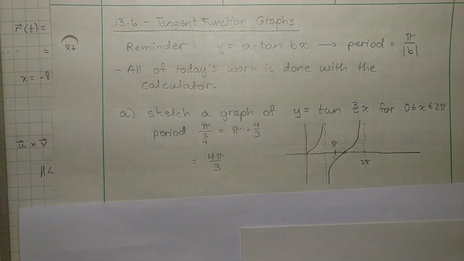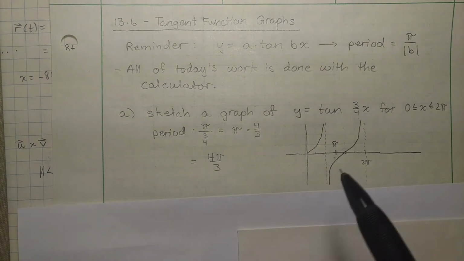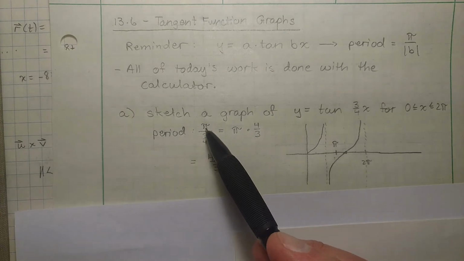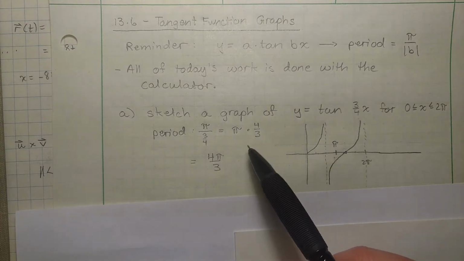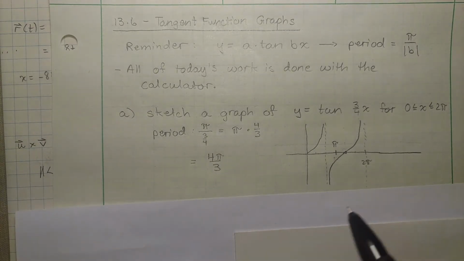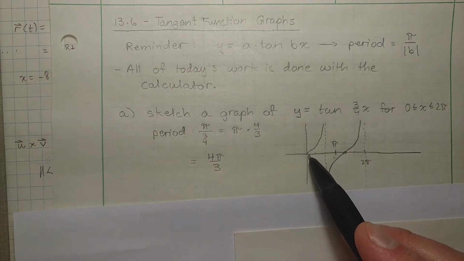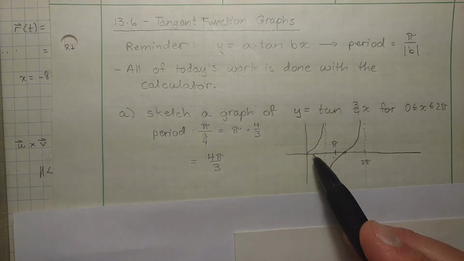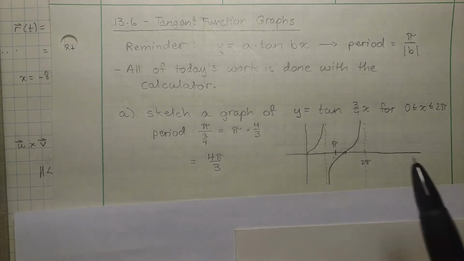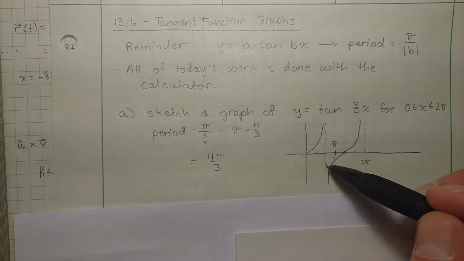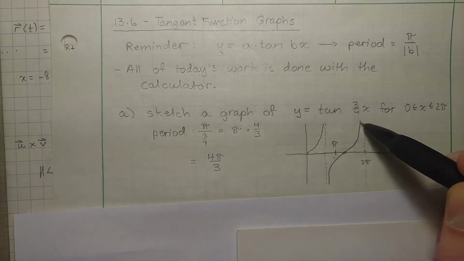And we can figure out our period, which does help us if we want to sketch it. So our period was pi over 3/4, which is the same thing as pi times the reciprocal of 3/4, 4/3. So 4 pi over 3. So I know that my first asymptote is going to be at half of that, 2 pi over 3. So I know that's going to be my first asymptote at 2 pi over 3, and my other one's at 2 pi.